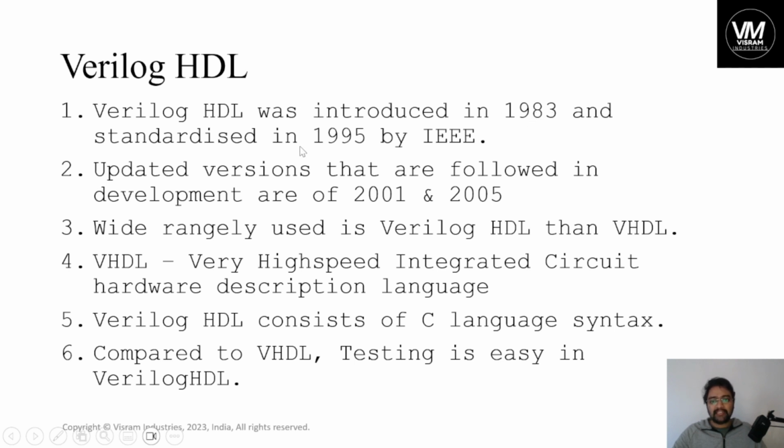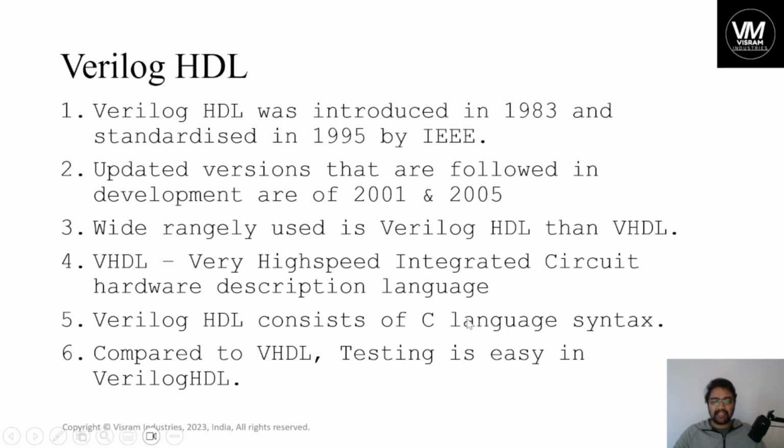And now the basic Verilog HDL history. In 1983, it was standardized, and the latest versions that we are following in terms of libraries are widely used across the globe. Verilog HDL is more widely used than VHDL. VHDL is an old language used by most European countries. The definition of VHDL is Very High Speed Integrated Circuit Hardware Description Language, which has an Ada-based syntax.